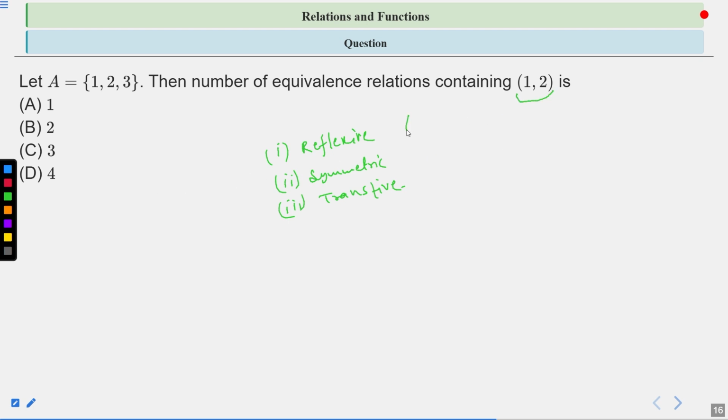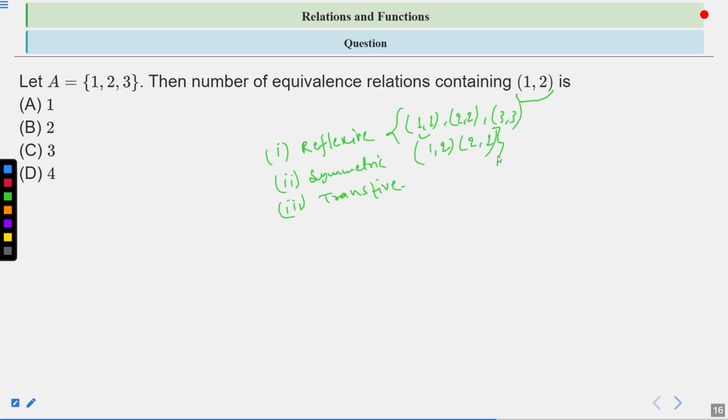For reflexivity, 1 1 must be present, 2 2 must be present, 3 3 must be present. Now, for symmetricity, if 1 2 is present, then 2 1 must be present. If we take only this relation, it will be equivalent, because it will be transitive also: if 1 2 and 2 1 are present, 1 1 must be present, and it is already present. So, one relation is this one.